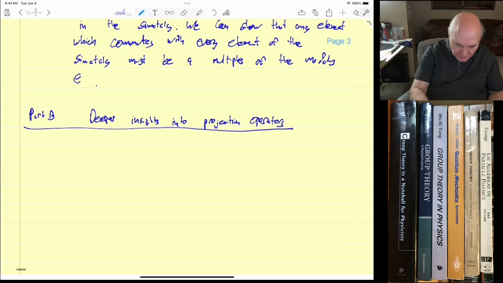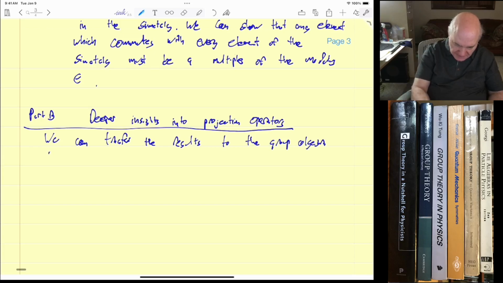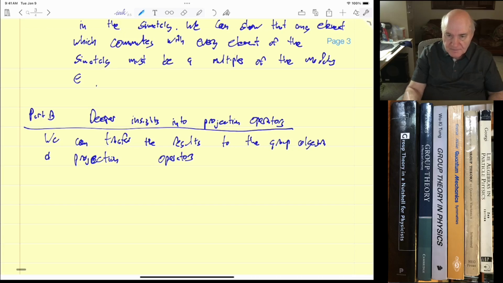So we can transfer the results. By transfer the results, I mean you have to do a calculation, which is done in the book. I'm not going to do it here. To the group algebra, and projection operators, by defining.